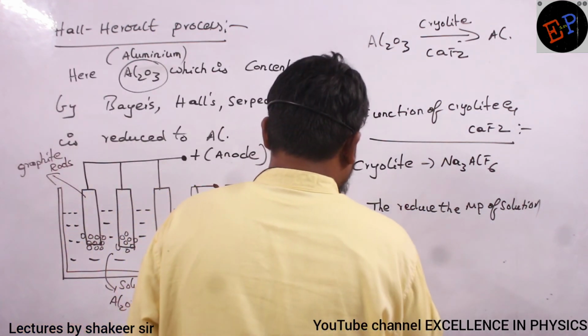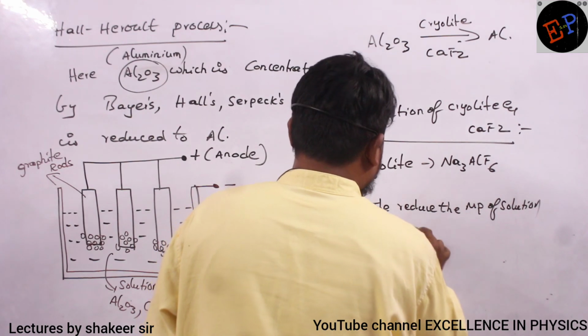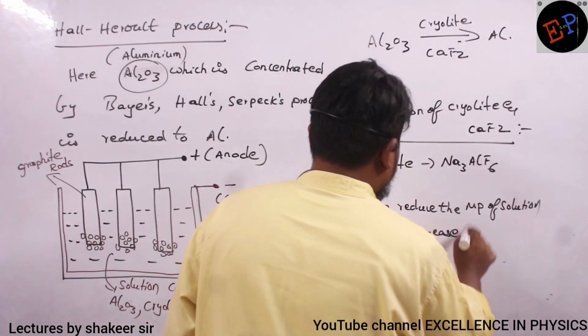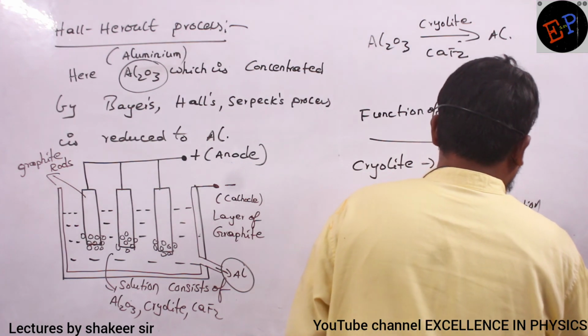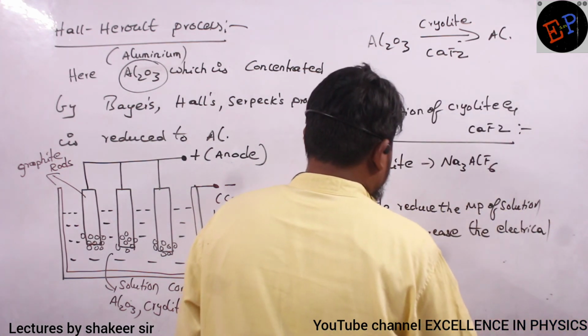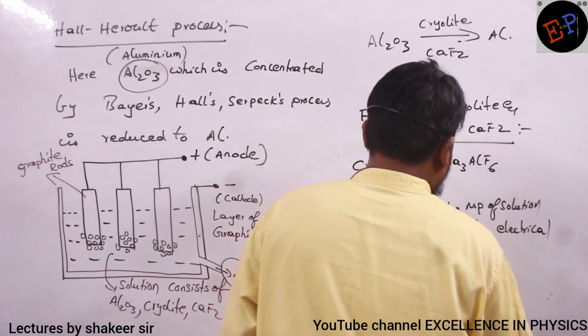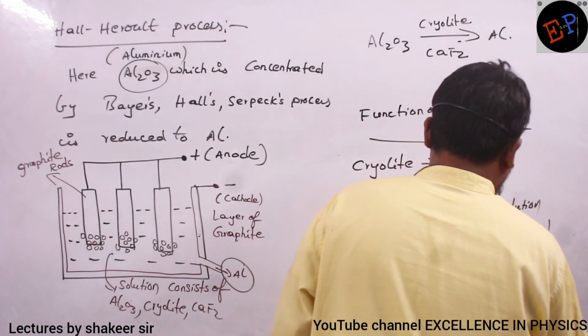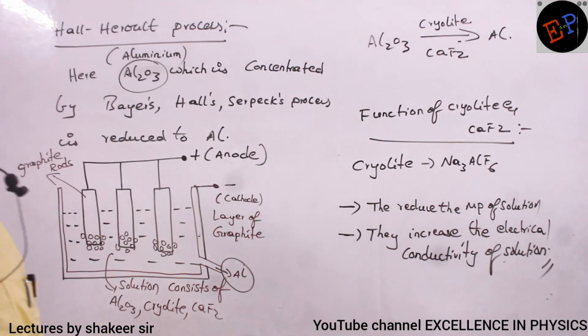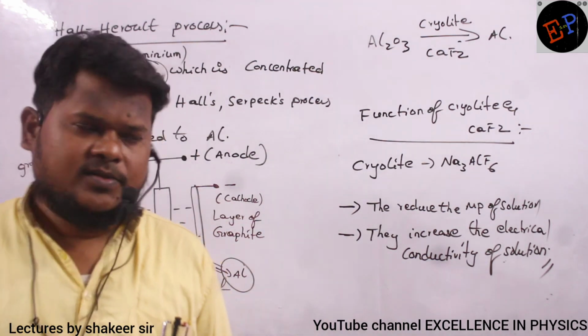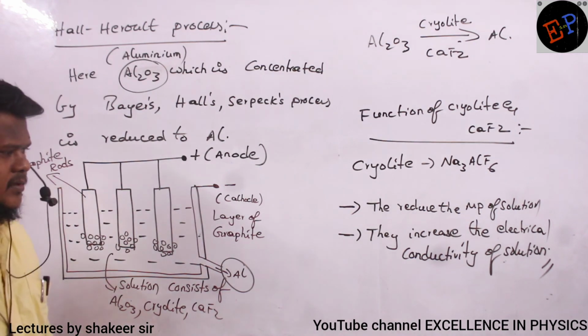The second function is that they increase the electrical conductivity of the solution. So these are the two functions of cryolite and CaF2. So this completes our topic called metallurgy.